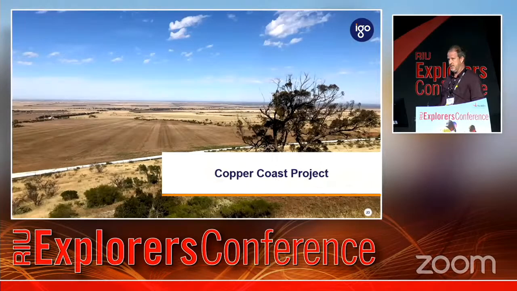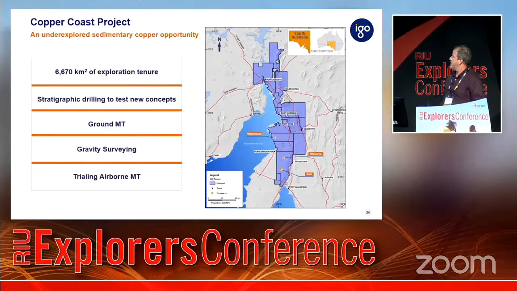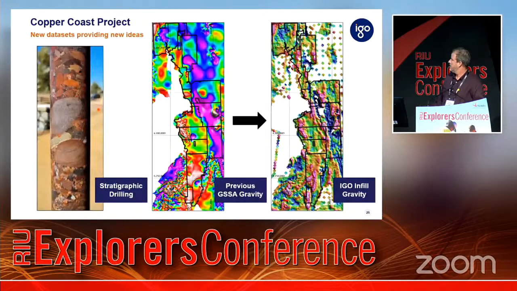And then lastly, the Copper Coast project. This is basically a project at its infancy, but again, applying the same techniques across here. This is a conceptual, model-driven target area that IGO identified, and we think it's similar to what you'd see in the Central Africa copper belt, things like Kamoa and so forth. Again, there's been some great historic showings in this area, but no one's explored there in the last 30 years. So recently we've just collected some additional MT and ground gravity, and we've just finished flying an airborne MT in this area as well.